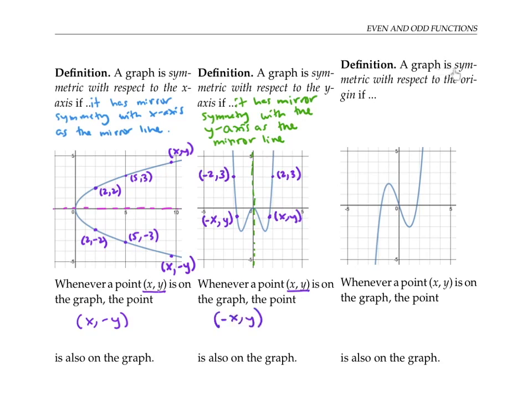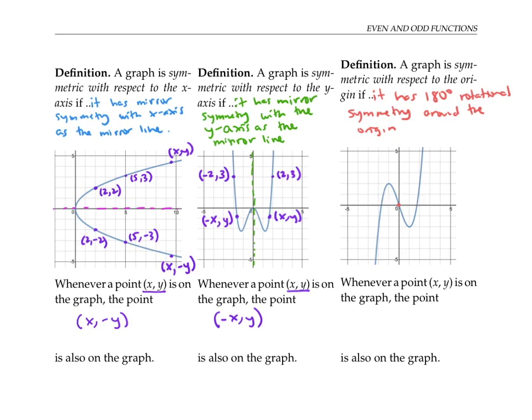Finally, a graph is symmetric with respect to the origin if it has 180-degree rotational symmetry around the origin. This means that if I spin it by 180 degrees, the graph should line up exactly with itself. Rotating a graph by 180 degrees is the same thing as turning it upside down. So one way to see if a graph has symmetry with respect to the origin is to turn it upside down and see if it looks exactly the same.